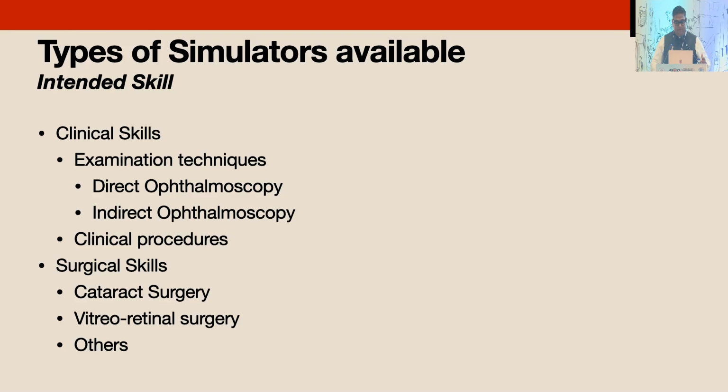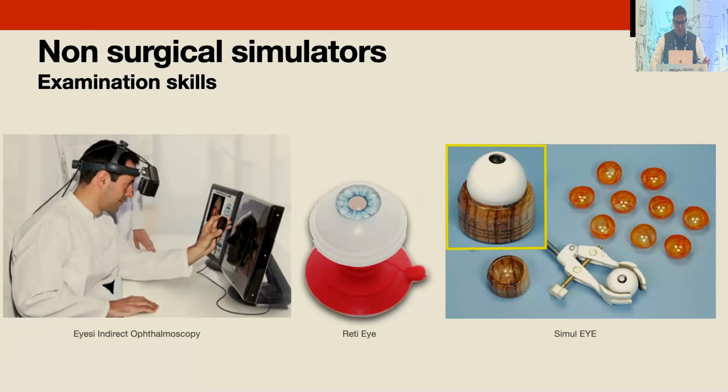what evidence do we have. So there are simulators available based on the type of skill that is intended to be taught. It could either be a clinical skill in the examination room, like gonioscopy, indirect ophthalmoscopy. It could be a surgical skill like cataract, vitrectomy, or other surgeries. So there are different types of simulators.